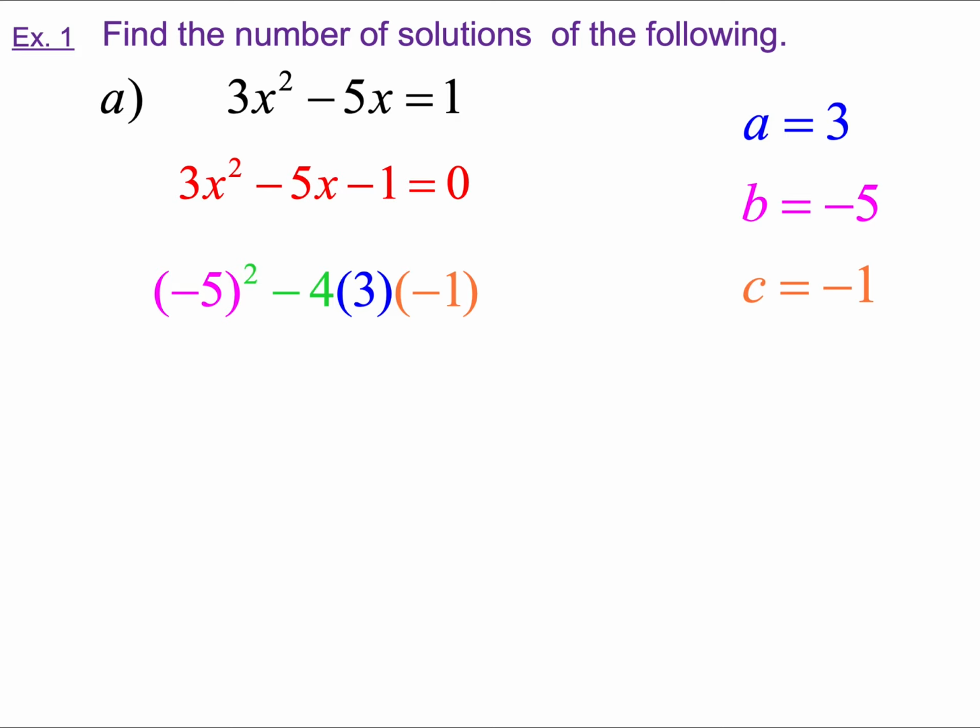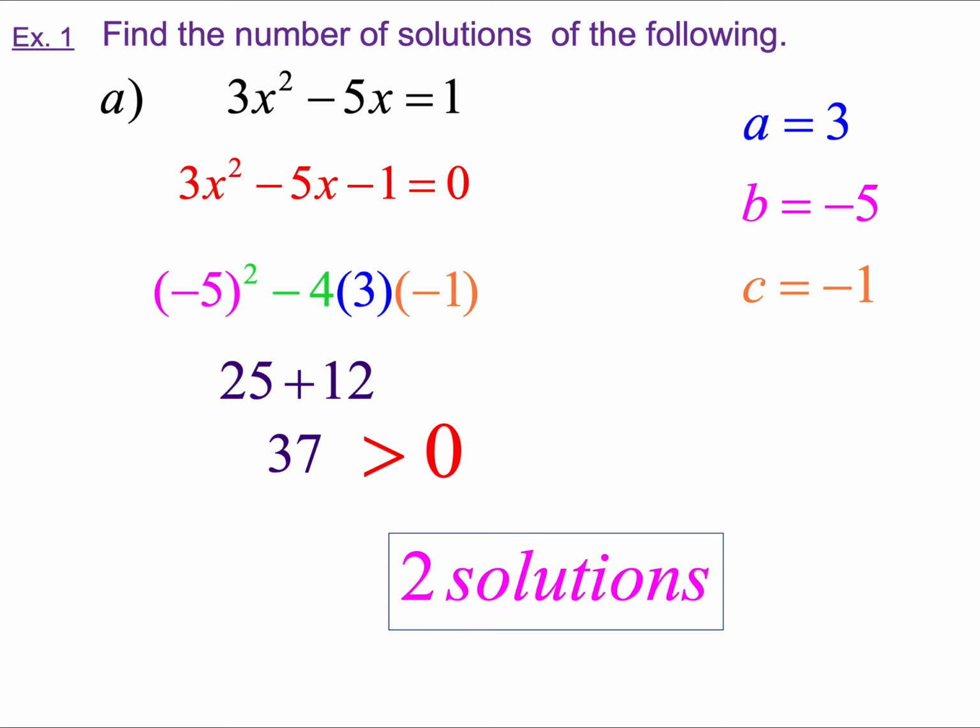Put into the equation b squared minus 4ac. So you get minus 5 squared minus 4 times 3 times minus 1. So you get 25 plus 12, which is equal to 37, which is greater than 0. Therefore, you have 2 solutions.